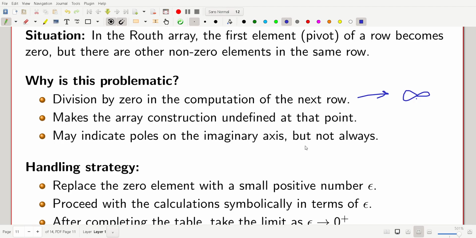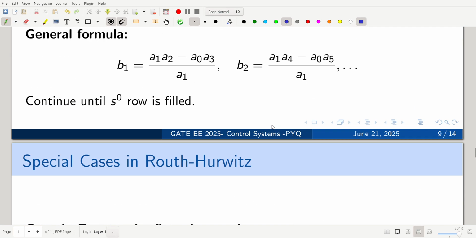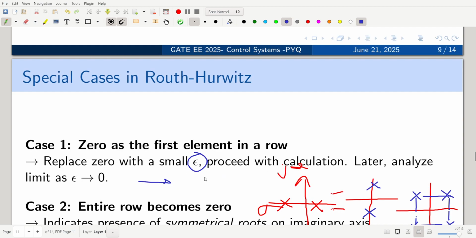Here you just understand that one unstable pole will be there. How many poles will be there? We need to complete our Routh array. All right, so that's the significance of the first case.